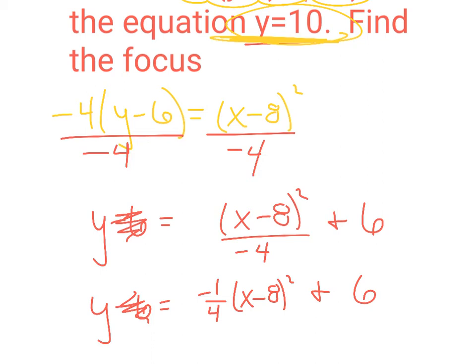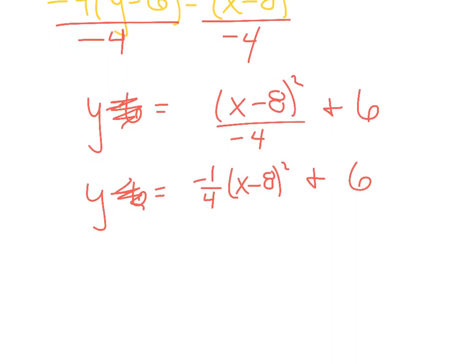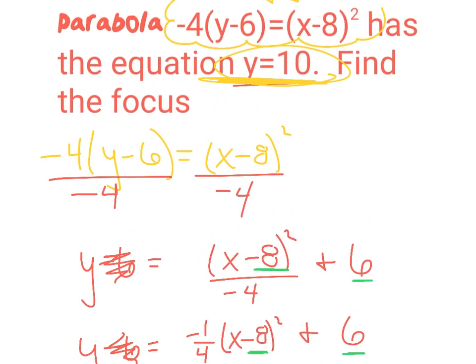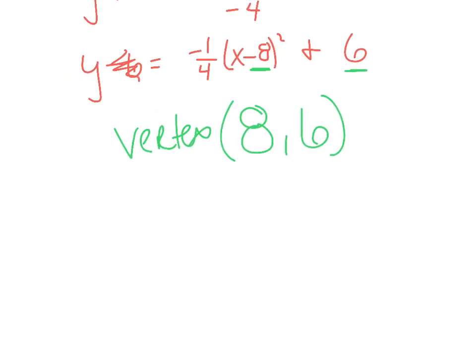Either way, I think it's very obvious, especially since this is review, that you can clearly see the vertex. So the vertex of this equation should be +8, +6. This is my horizontal shift and then my vertical shift. So I now have the vertex. I believe, let me just scroll back real quick, the directrix was y equals 10.